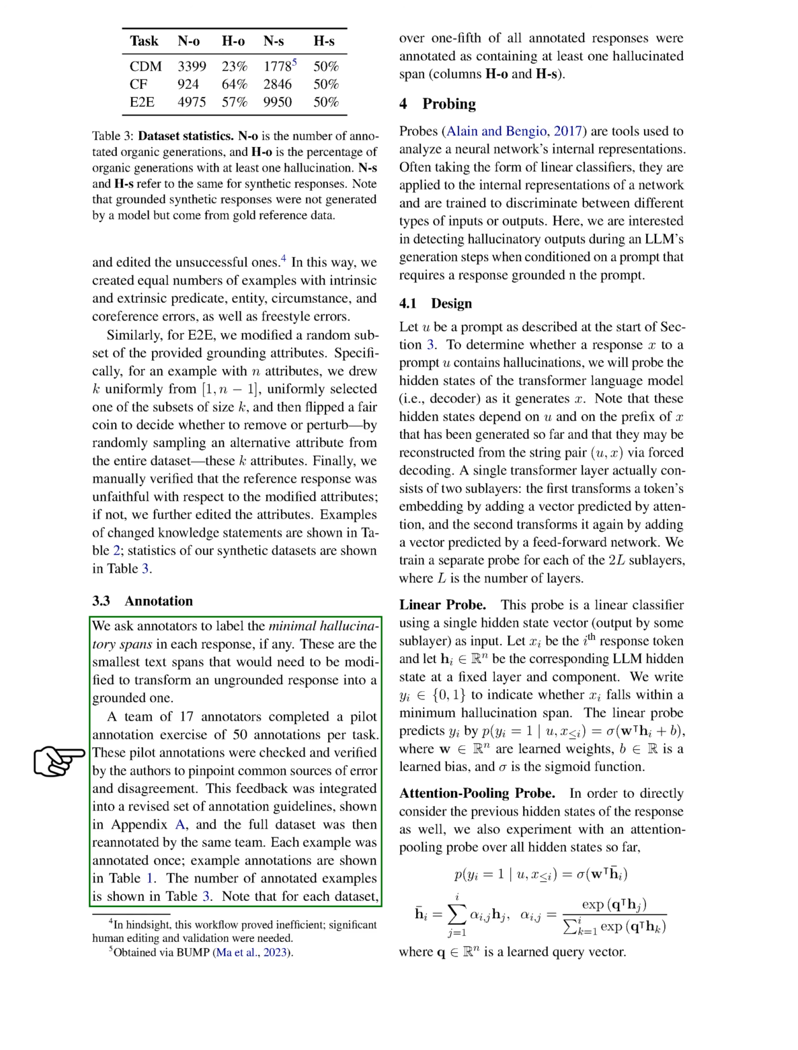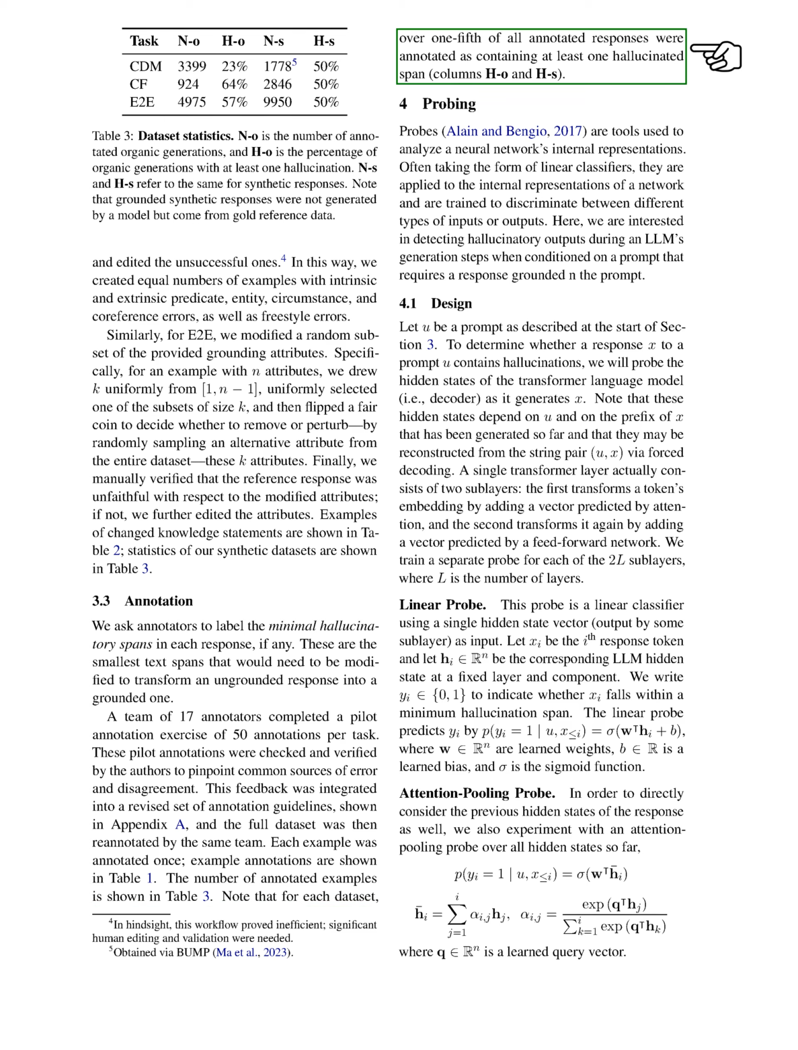This feedback was integrated into a revised set of annotation guidelines, and the full dataset was then re-annotated by the same team. Each example was annotated once. Note that for each dataset, over 1/5 of all annotated responses were annotated as containing at least one hallucinated span.